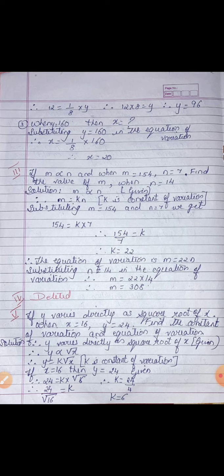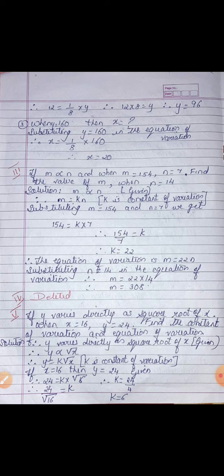Now let's go to the third problem. If M varies directly as N and when M is equal to 154, N is equal to 7, find the value of M when N is equal to 14.